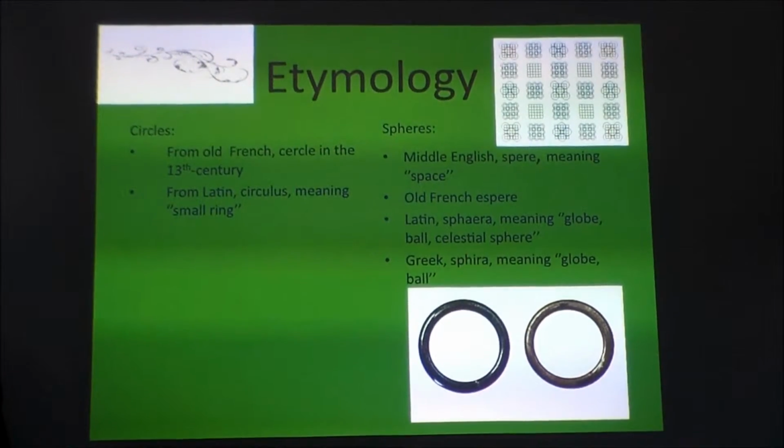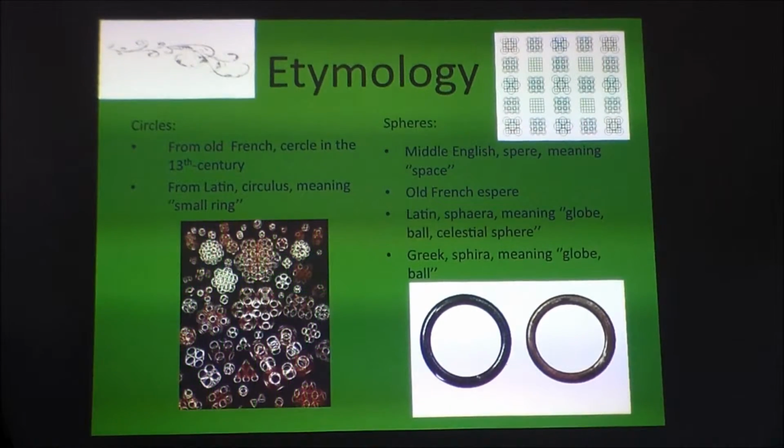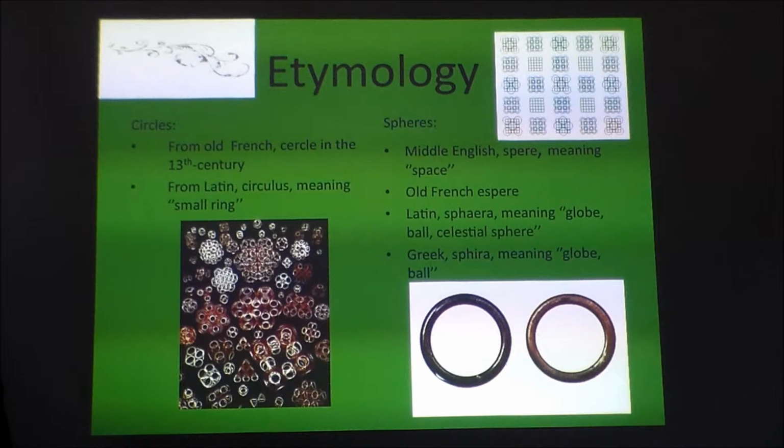Etymology. Circle is from Old French, cercle. In the 13th century it was mostly used. It means the same thing as Old English is used today. From Latin, circulus means small ring, and sphere is Middle English. Spira means space. Old French, spere means the same thing as Middle English. And Latin, sphaera, meaning globe, ball, or celestial sphere. And Greek, sphaira, meaning globe or ball.